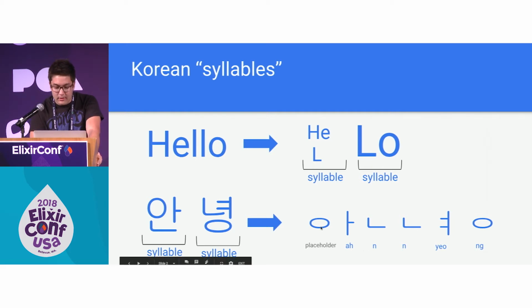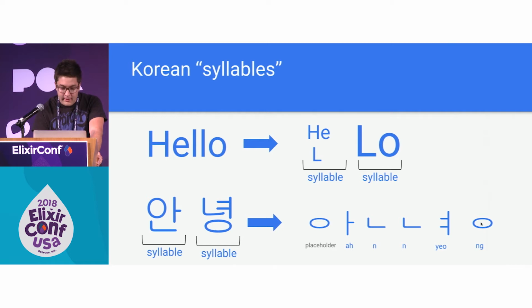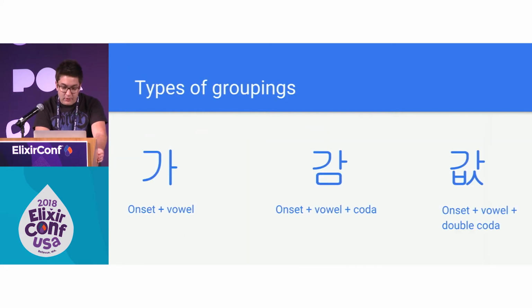And likewise, Korean can be broken down like this. So this is a placeholder that's silent. This is ya, 안녕, which is hello in Korean. So this is more of a bit of UTF-8 trivia than it really is pertinent to Elixir, but here we go. So these can be put together in 3 different ways.